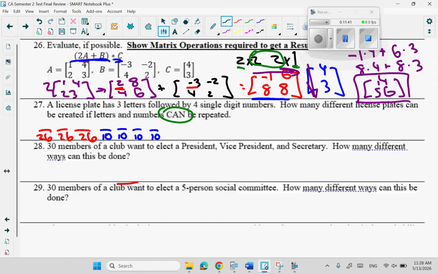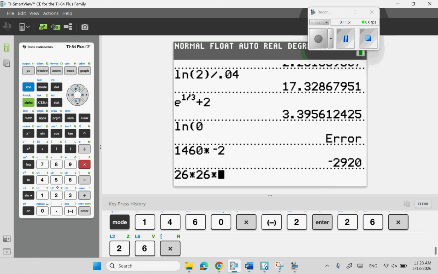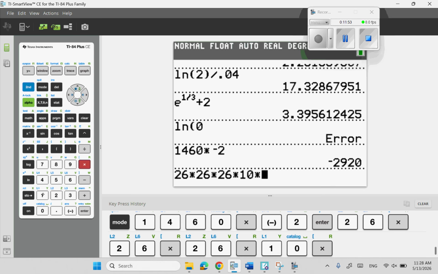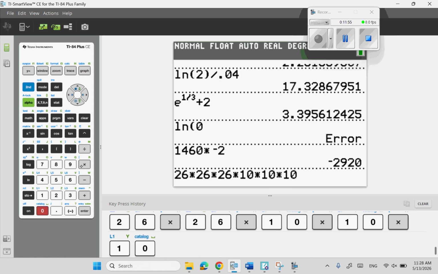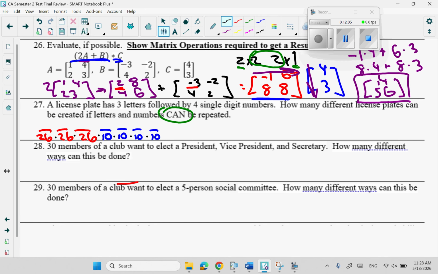To find all the possible combinations, that's just the fundamental counting principle, which just means I multiply all these numbers together. So I would get 175,760,000.